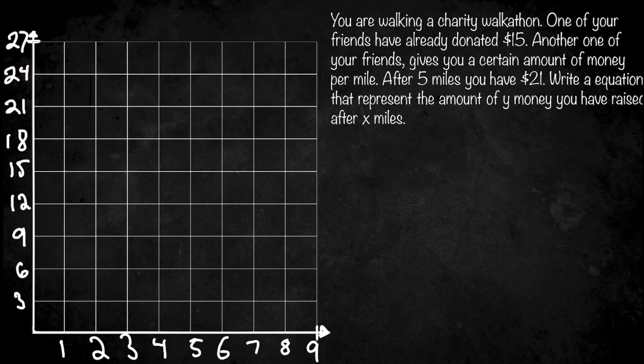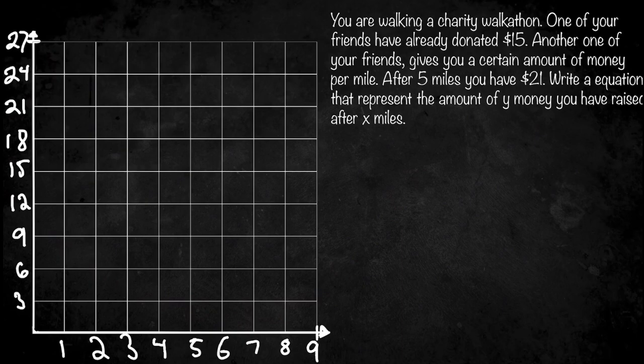Now, if you look here, you see we're only showing quadrant 1, and that is because of the problem. The problem says after X amount of miles, and you can't walk a negative amount of miles, and you also can't raise a negative amount of money, right? So instead, we only show quadrant 1 with problems like these.